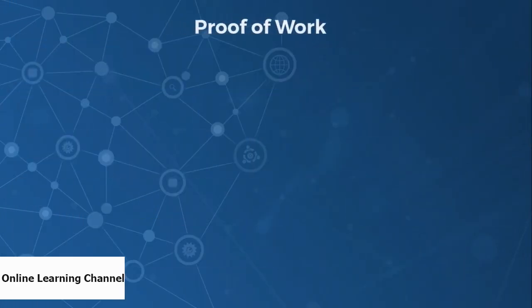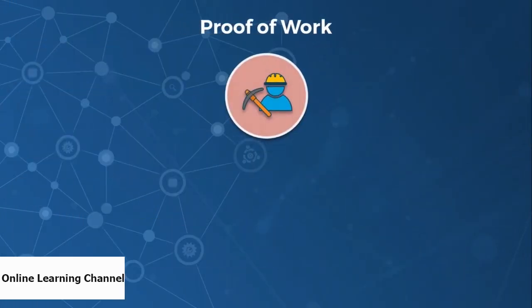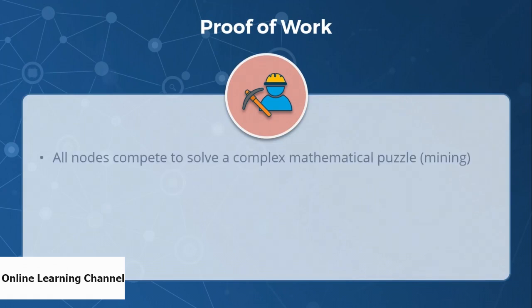So what exactly does this proof of work algorithm involve? Well, this is where all of the nodes which participate in the network enter into a competition to solve a complex mathematical puzzle. This puzzle is intentionally made very difficult, and once a node has solved it, it has effectively proven that it has performed a lot of work. And this is precisely where this consensus algorithm gets its name. The process of solving this puzzle is what is referred to as mining.